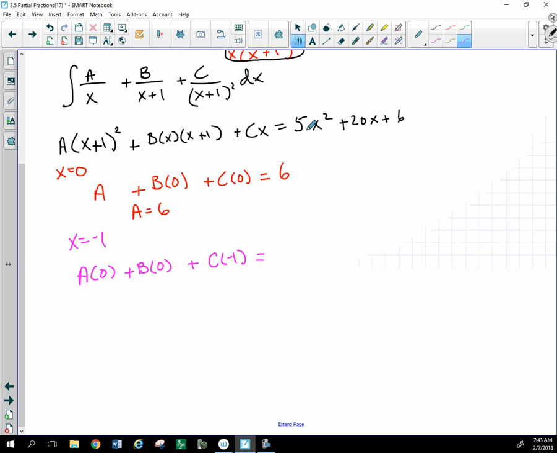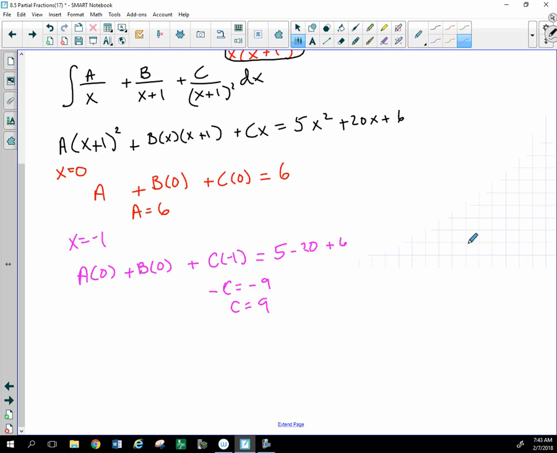And then over here, if I square -1, I get 5. And then I'm going to subtract 20 and add 6. So it looks like -c is equal to... oh, it became negative because of the negative. So it looks like -c becomes -9. Sorry, I made a mistake there. So -c is -9, so c is 9.